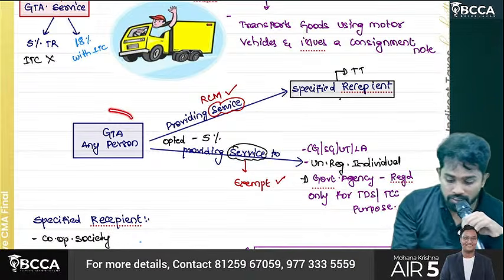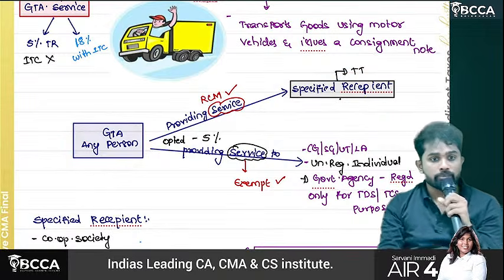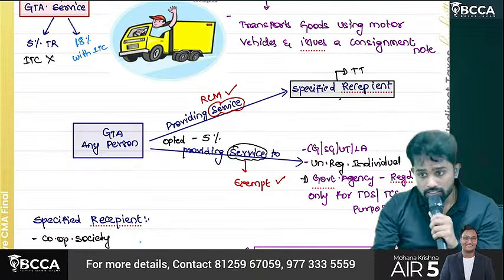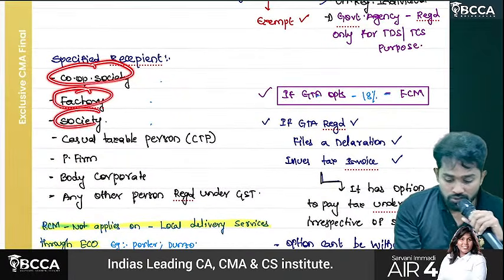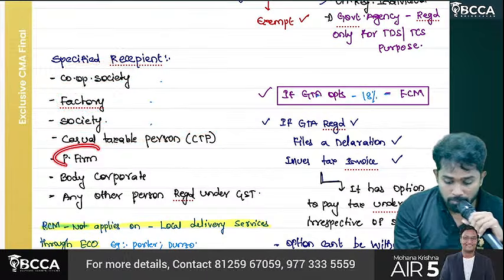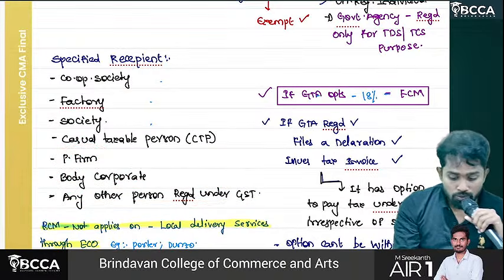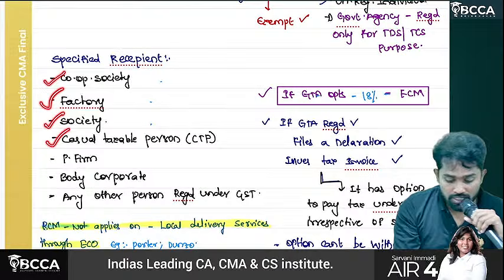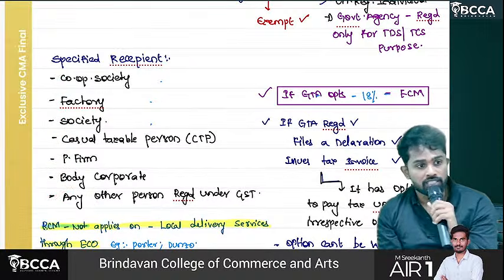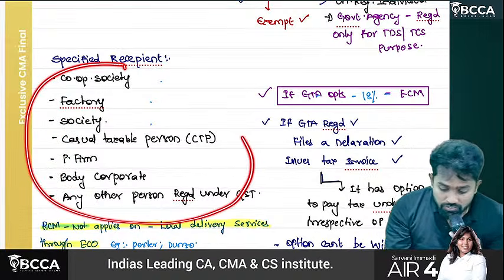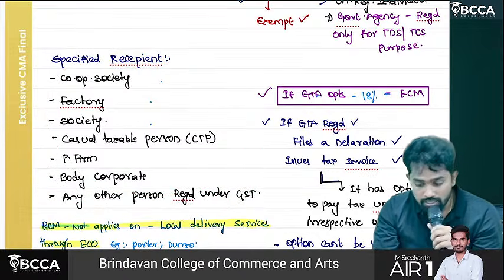Sir, understand? GTA providing services to a specified recipient, then only covered under RCM. To whom service, sir? Specified recipient. Who is called a specified recipient? Cooperative society, factory, society, casual taxable person, partnership firm, body corporate, or any other person registered under GST. For these people, if the services are provided, then they are covered under RCM.